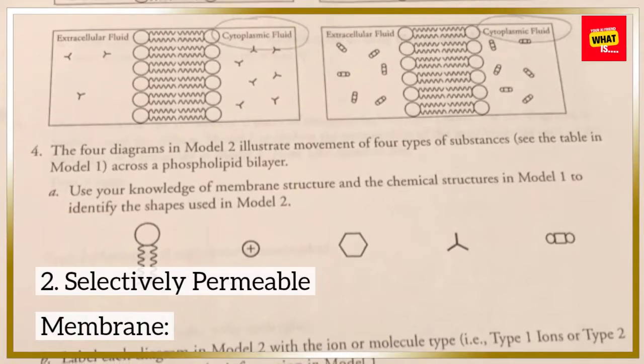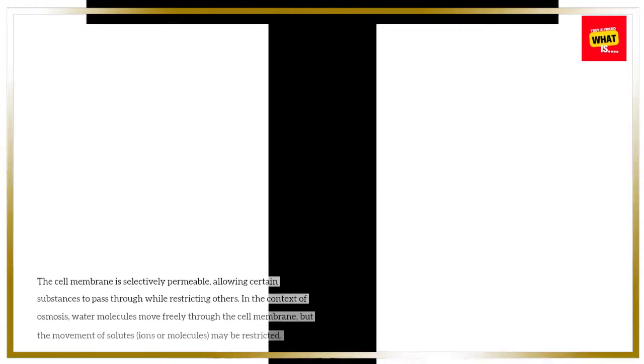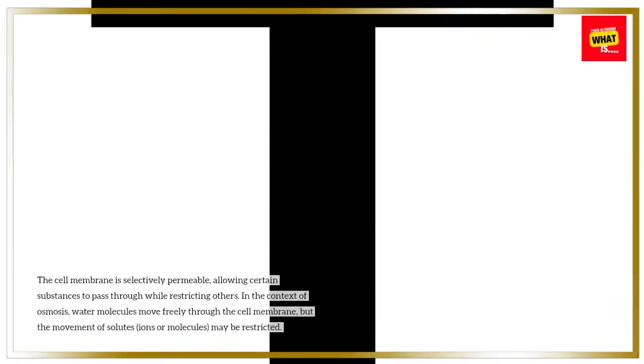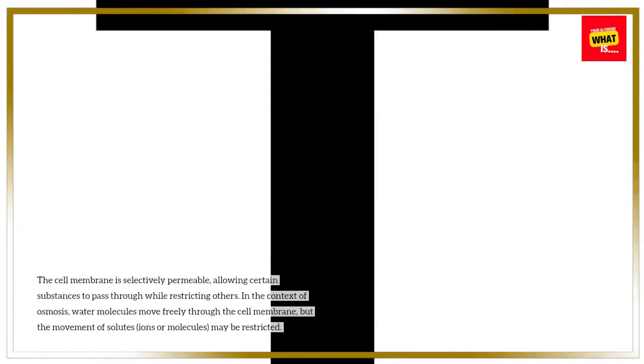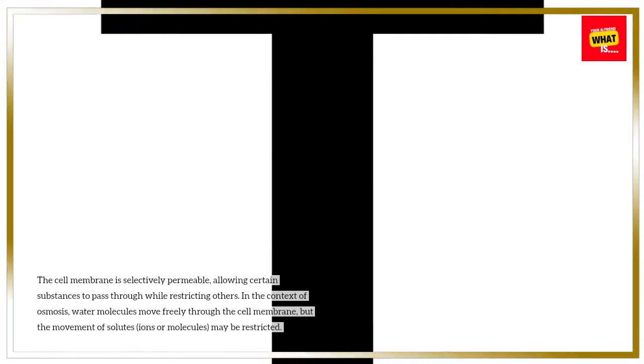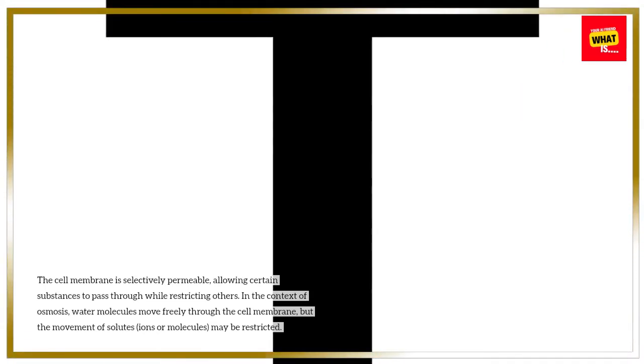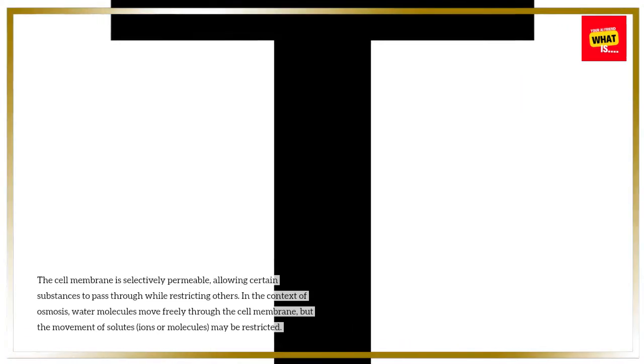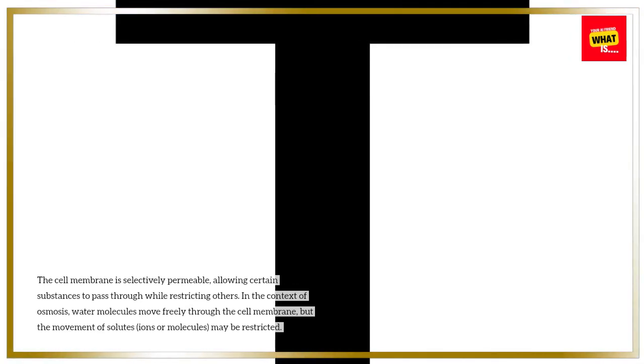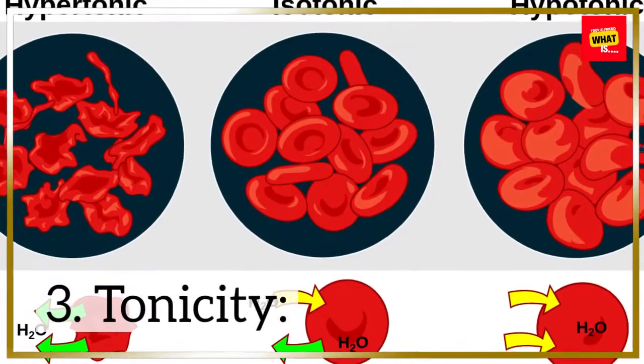2. Selectively permeable membrane. The cell membrane is selectively permeable, allowing certain substances to pass through while restricting others. In the context of osmosis, water molecules move freely through the cell membrane, but the movement of solutes, ions or molecules, may be restricted.